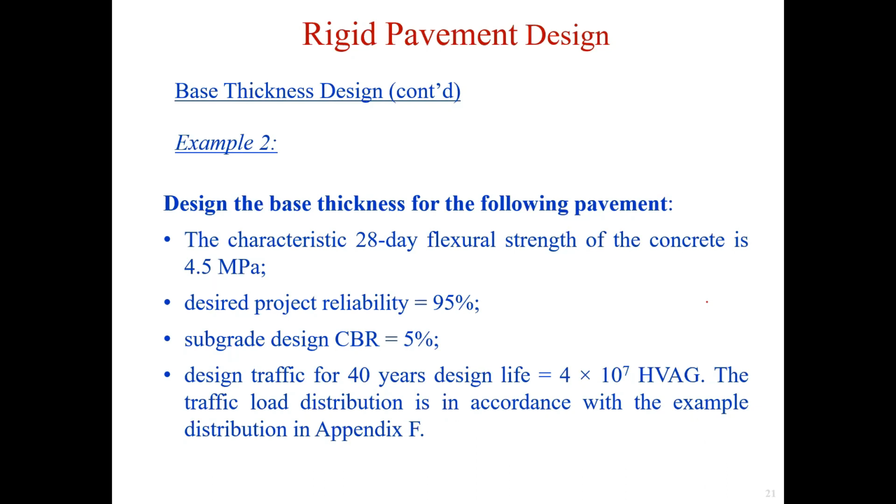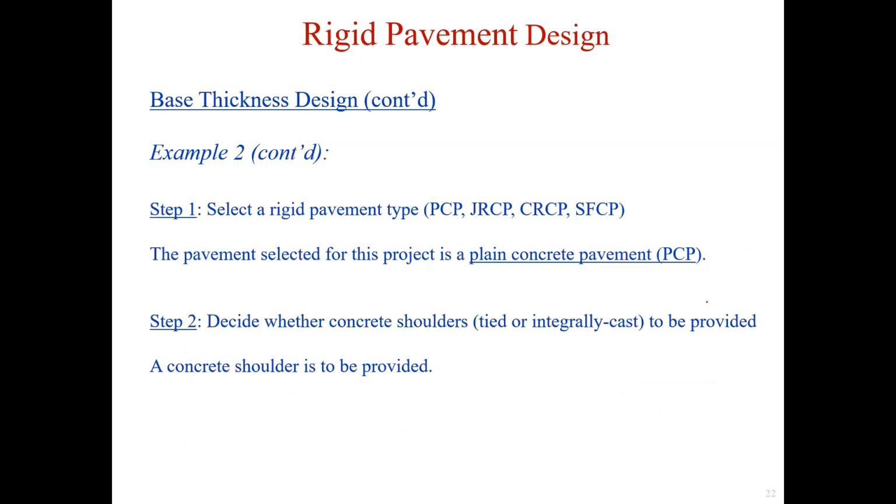The design traffic for 40 years design life is 4 times 10 to the power of 7 HVAG. We have the traffic load distribution data as well. Step 1 is to select a rigid pavement type. So it's either PCP, JRCP, CRCP, or SFCP. For this example, we selected PCP, the plain concrete pavement.